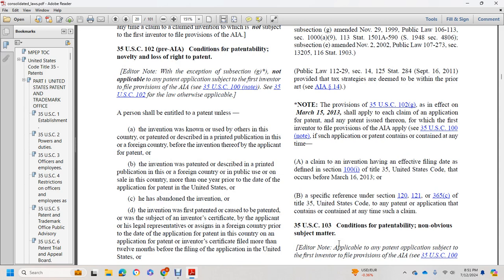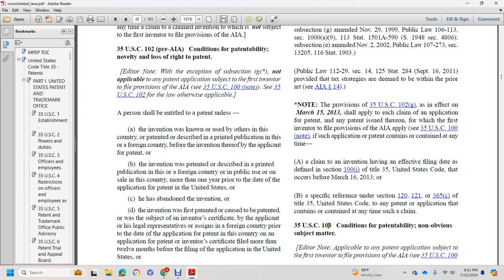A. Claiming an invention having an effective filing date as defined in section 100 of Title 35 United States Code that occurs before March 16, 2013. B. Or containing or having contained at any time a specific reference under section 120, 121, or 365C of Title 35 United States Code to any patent or application that contained at any time such a claim.